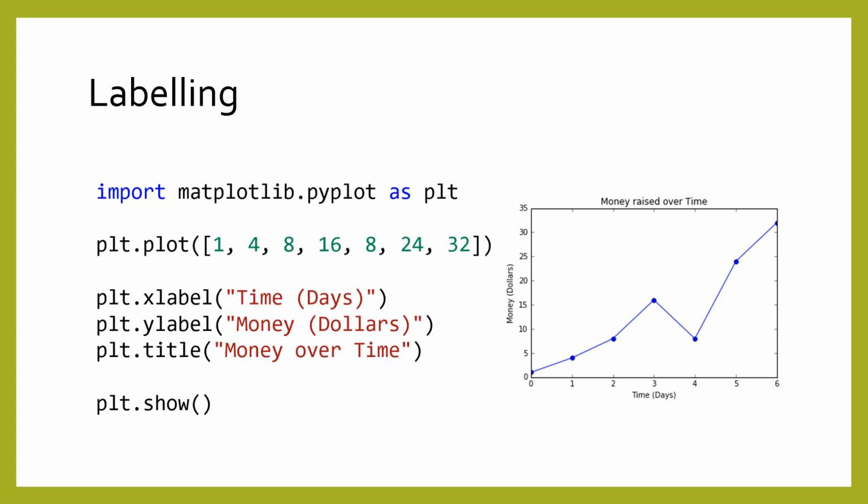Professional data scientists always label their graphs. MatPlotLib makes it easy to label the x, y, and title of the graph. The relevant functions are xlabel, ylabel, and title, each of which consumes a string. You should always label your graphs.